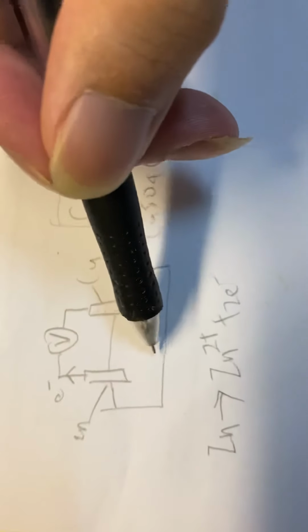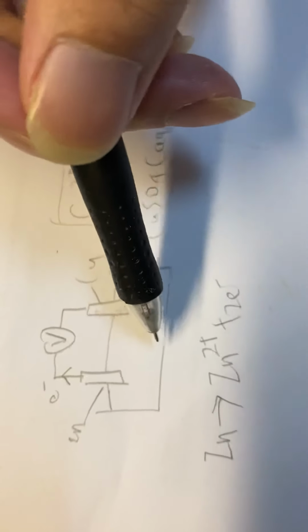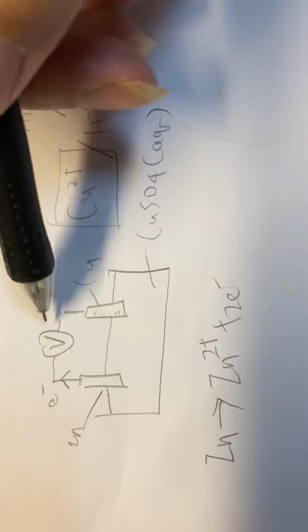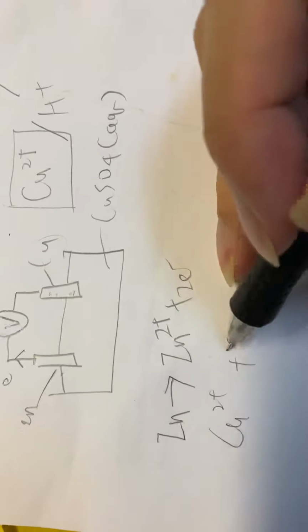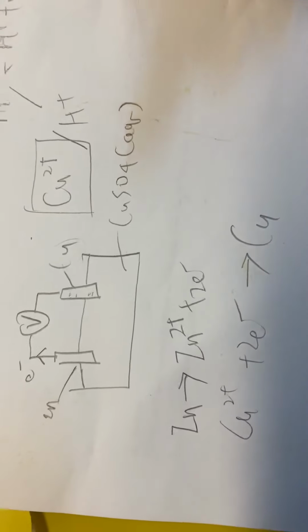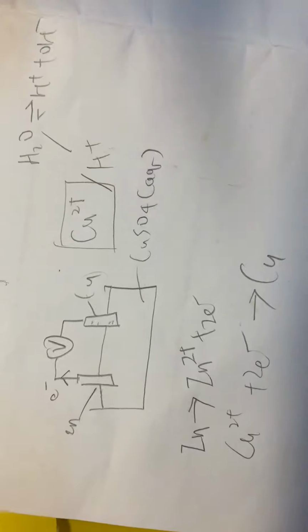The zinc 2+ will go into the solution. As for the electrons, because they cannot swim, they will not get into the solution, but instead go through the external circuit, passing through this voltmeter, and get to the copper electrode. Then at this copper side, the copper(II) ions will absorb the electrons. And what happens if Cu2+ absorbs those electrons? They will form copper metal. So this is a simple chemical cell using a metal coupling reaction.